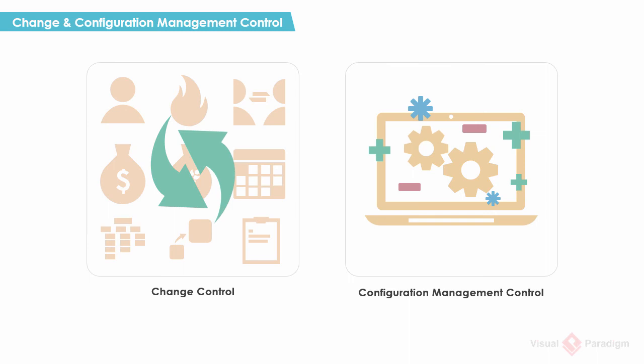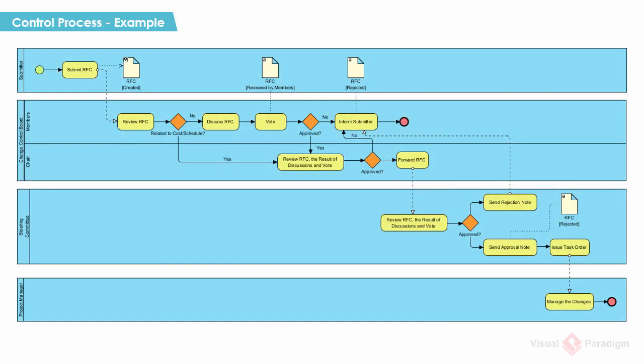Configuration management control is the process of managing the changes of the final project deliverables and related documents throughout the life cycle of the project. In short, change control focuses on project change, whereas configuration management control focuses on product change. Here is a business process diagram that visualizes the change control process. It starts from a change request submission, followed by a reviewing, discussion, and voting process, and then approval, and finally ends by managing changes.